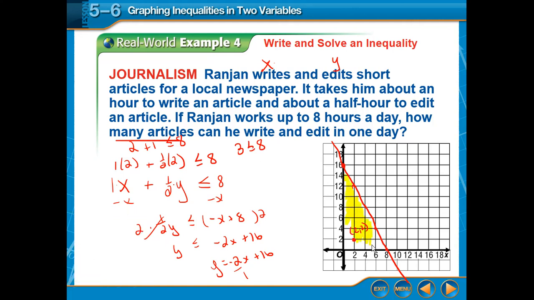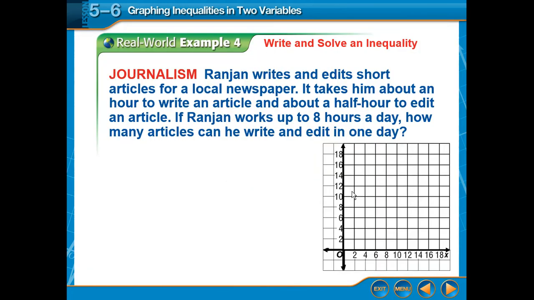Now, he can't write or edit negative numbers of articles, so we're not actually going to shade those other parts. We're just going to shade inside the triangle there because we can't go into the negative.